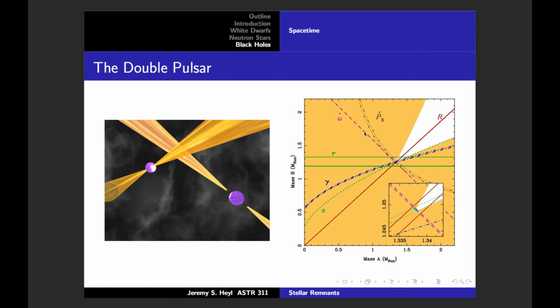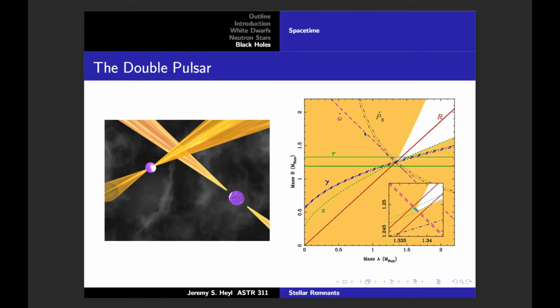The one called PB dot, we'll talk more about that a little later. That's because as they orbit each other, they emit gravitational radiation that makes the orbit shrink. And the last one is called gamma, which is a weird thing. It has to do with the fact that when something's moving fast or in a gravitational field, time passes at a different rate, which we talked about.